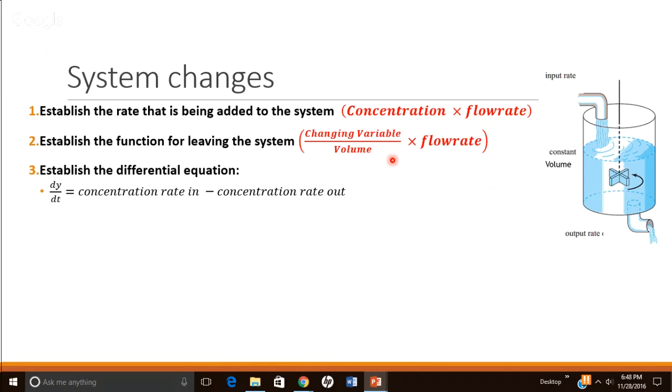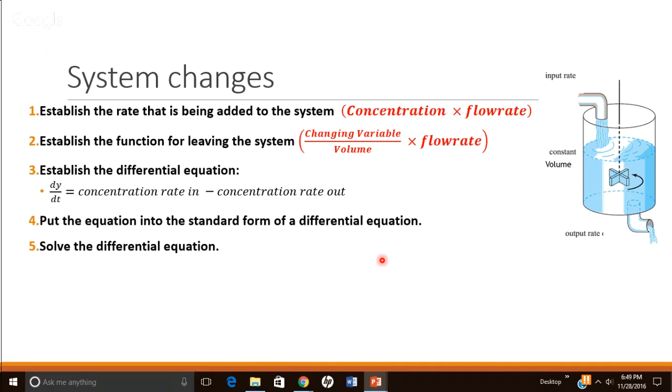Number three, write it in the form of a differential equation. So you've got the rate of change of this substance inside of the tank is equal to the concentration in minus the concentration out. Then we put it into standard form of a first order linear differential equation, which means you add what's leaving the system to both sides of the equation. And then you solve the differential equation.